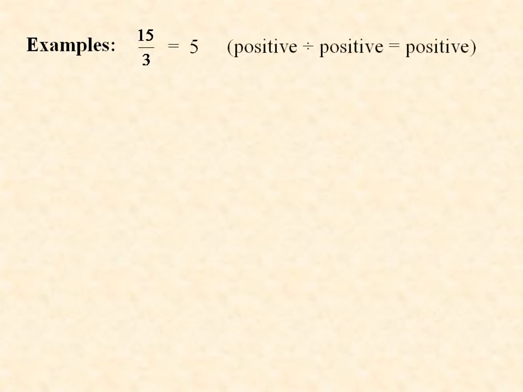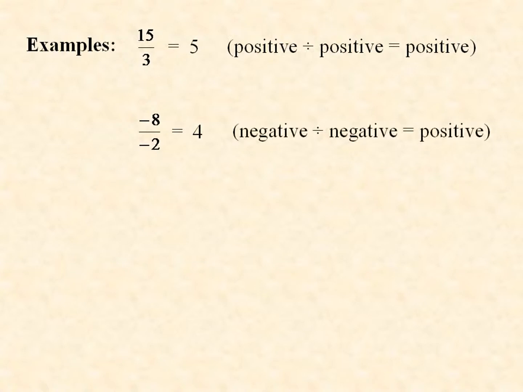Some examples. 15 over 3 is 15 divided by 3. That's +5. A positive divided by a positive is a positive. -8 over -2. -8 divided by -2 is +4. A negative divided by a negative is a positive. Same signs give a positive.